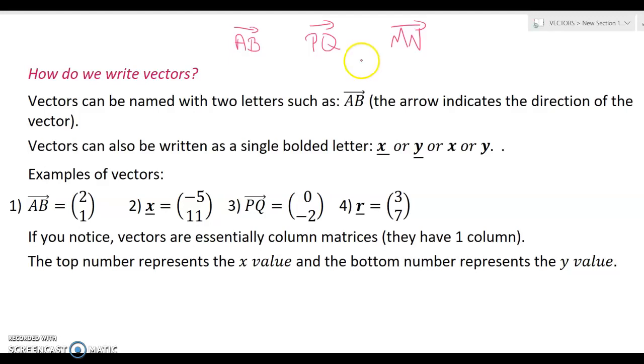Vectors can also be written as a single bold letter, as we have here and here, or we can have the single bold letter with the line underneath the letter, right? So you're going to see different variations coming up in different questions.